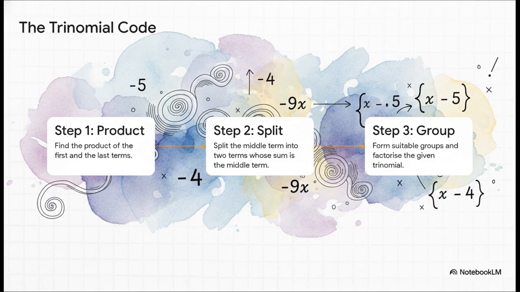So how do we put it all together? The process is actually pretty straightforward. Once we find our magic numbers, in this case -5 and -4, we use them to literally split that middle term. The -9x becomes -5x minus 4x, and all of a sudden we have a 4-term expression. Now this is where it all connects. You just use our grouping tool from before, you factor by grouping, and you get your answer, (x minus 5) times (x minus 4). It's a brilliant method because it pulls together our earlier skills perfectly.